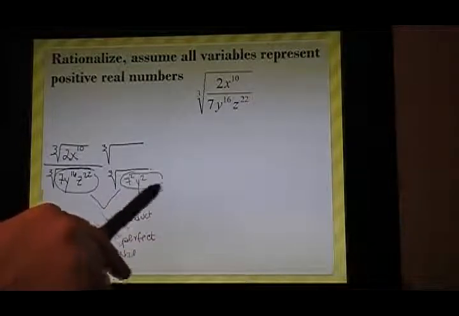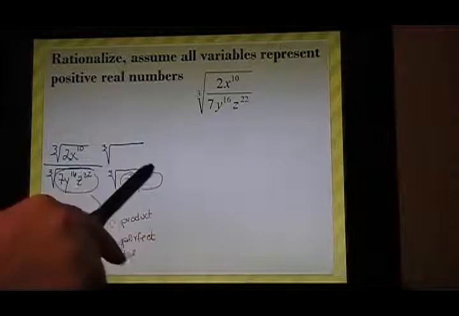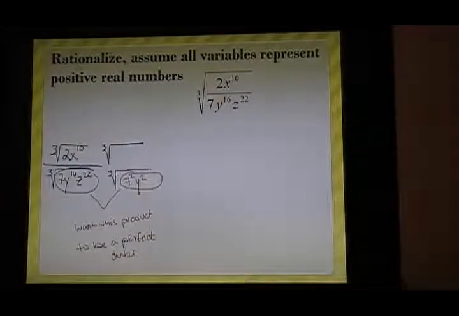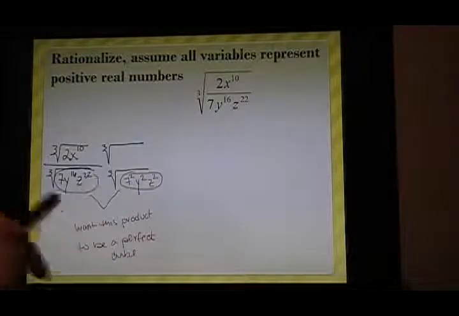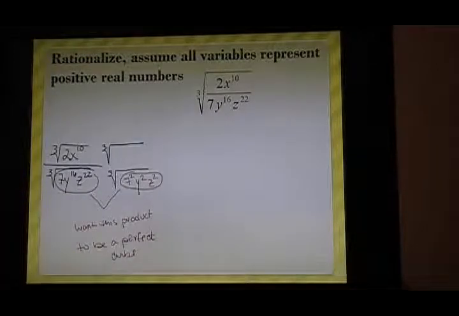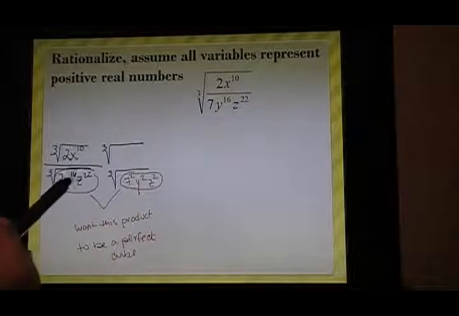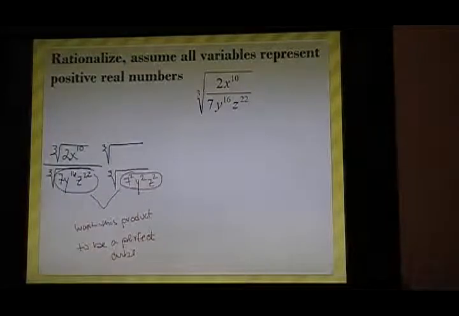If I multiply by 2 z's, 22 plus 2 is 24. 24 is divisible by 3, so z to the 24th is a perfect cube. So that's how I go about it. I try to get it so that the product is a perfect cube, and so my powers need to end up being numbers that are divisible by 3.